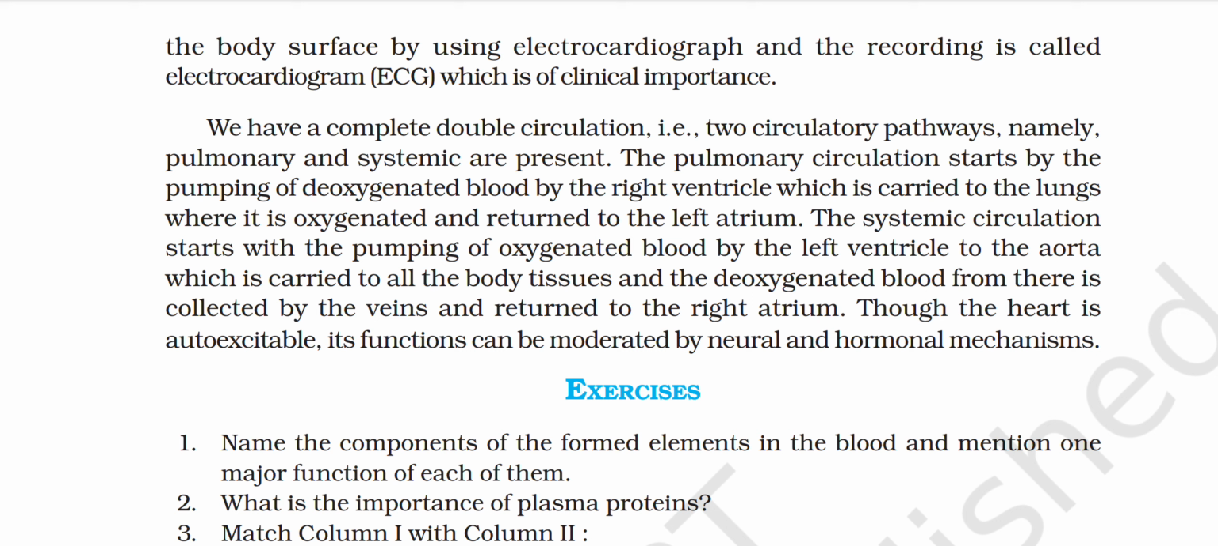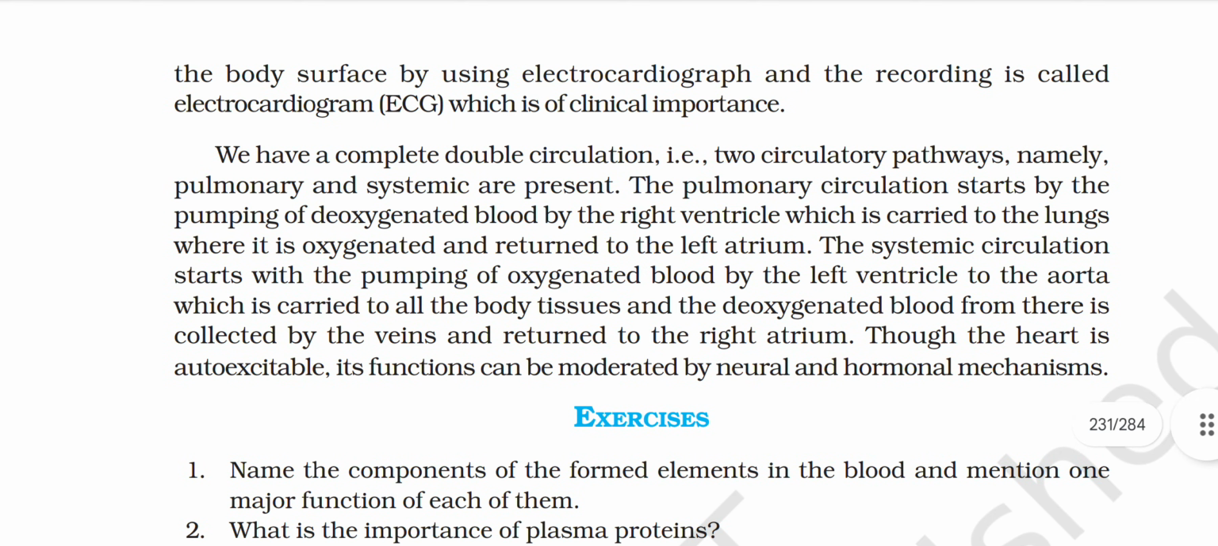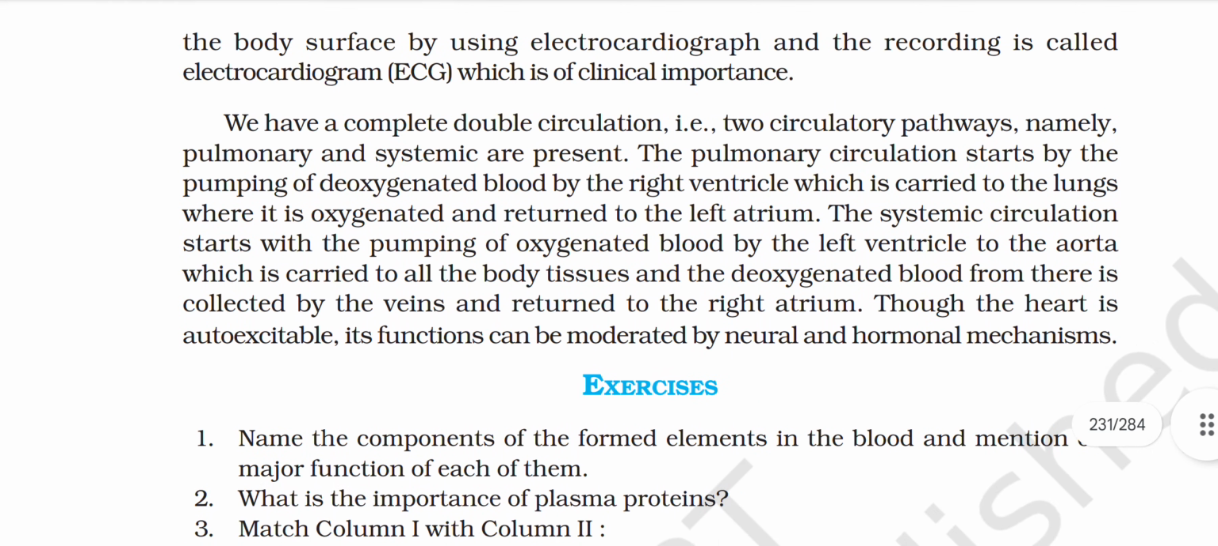The systemic circulation starts from the pumping of the oxygenated blood by the left ventricle to the aorta, which is carried to the body tissues, and the deoxygenated blood from there is collected by the veins and returned to the right atrium. This is the systemic one. Though the heart is called auto-excitable, its functions can be moderated by neural and hormonal mechanisms.